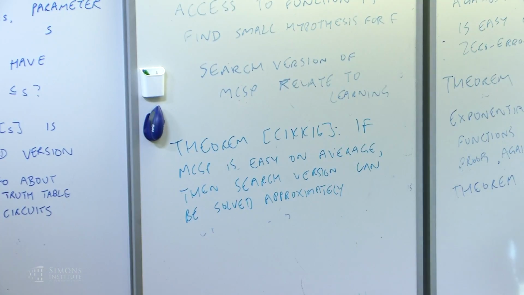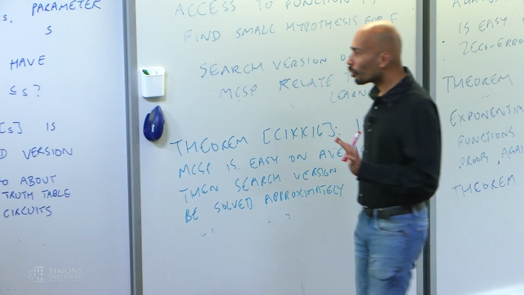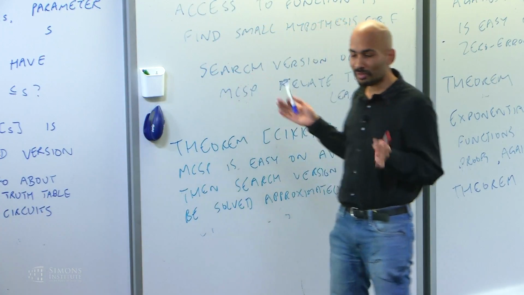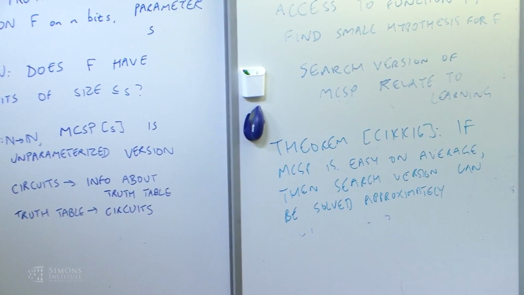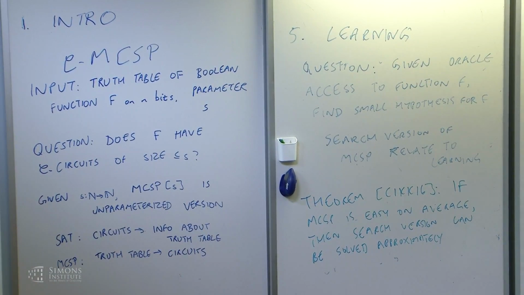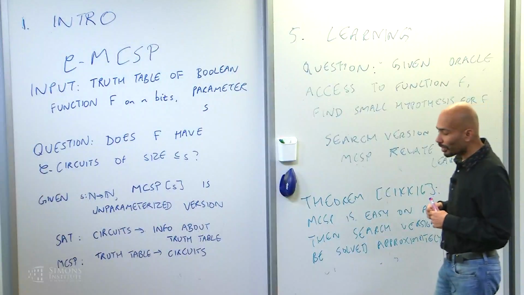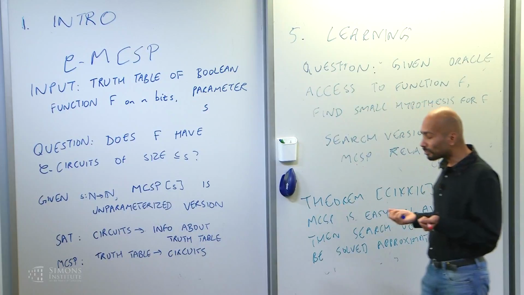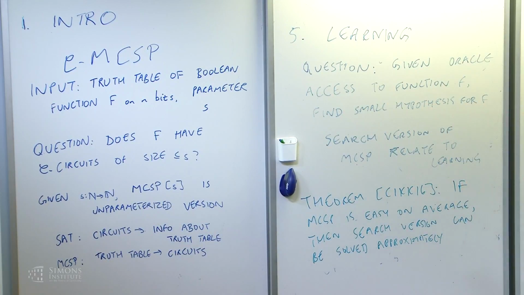So if MCSP is easy on average, you can actually approximate the circuit size of a Boolean function within some factor. As of now, this connection only works for approximation factor that's capital N to 1 minus epsilon or something like that. So that's quite large as a function of the truth table size. But I think a very interesting question is how close can this connection be made? In general, for NP-complete problems, we don't have connections between average case easiness and decision or even approximability.